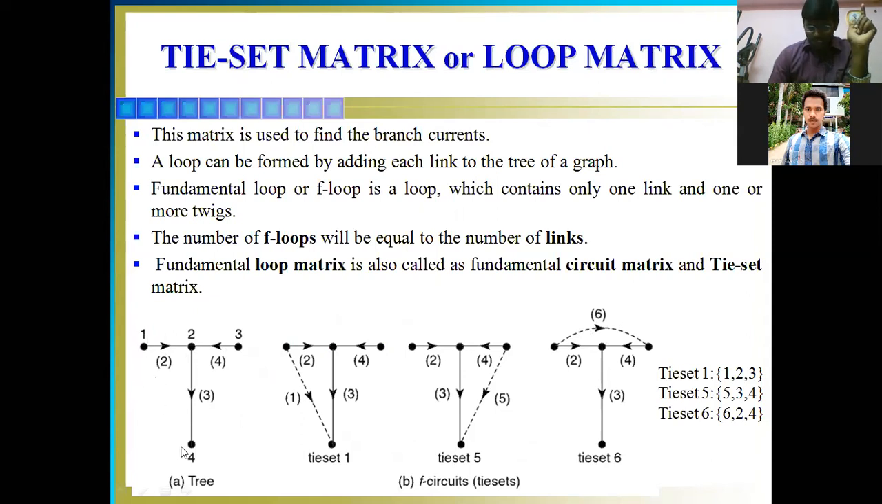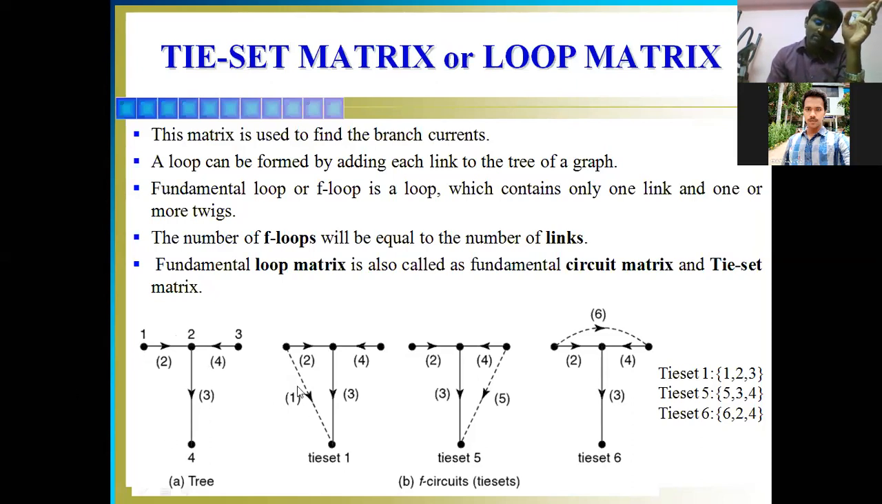So that loop is called a fundamental loop. That means a fundamental loop consists of only one link. If you add each link to the tree, that forms one loop, and that loop is called a fundamental loop. So here, see, it is one fundamental loop.